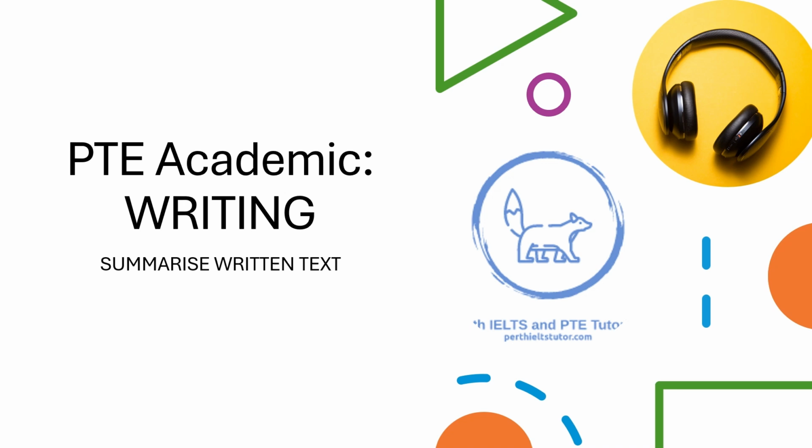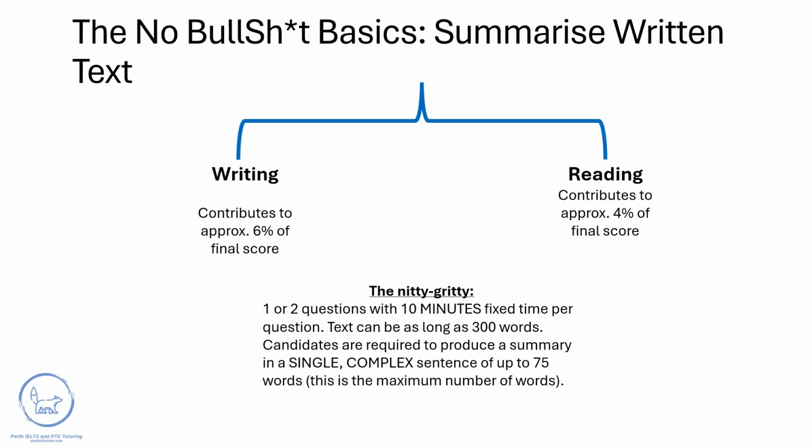So before I get into a few demonstrations, as usual, I want to go through a few basic points about the summarized written text question type. As usual, we will begin with the no BS basics. You need to know the format of the question, how your answer is marked, and what weight this question carries. Summarized written text questions contribute up to 6% of your final writing score and just around 4% of your final reading score. The reason I'm covering this question type before other, more important question types is because it covers two skills and, of course, because many of you seem to struggle with it, despite it being a relatively unimportant question type.